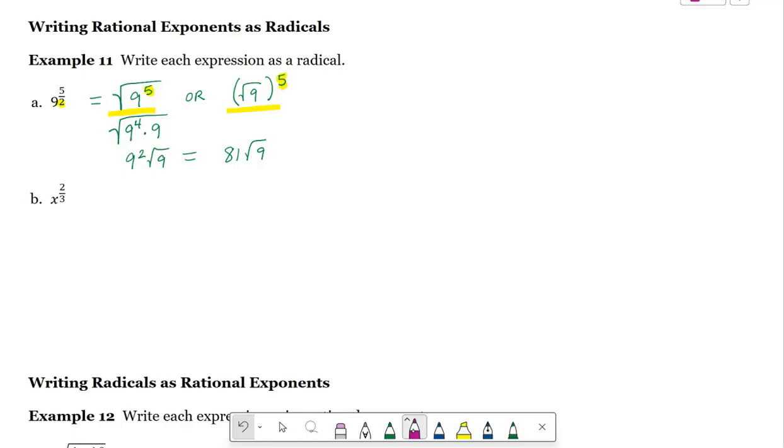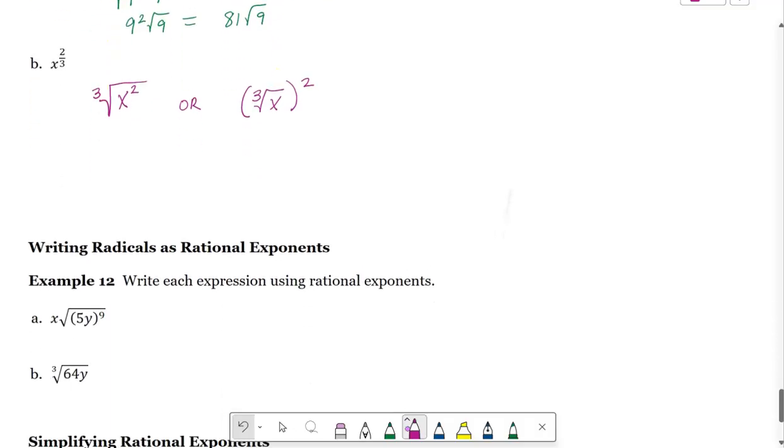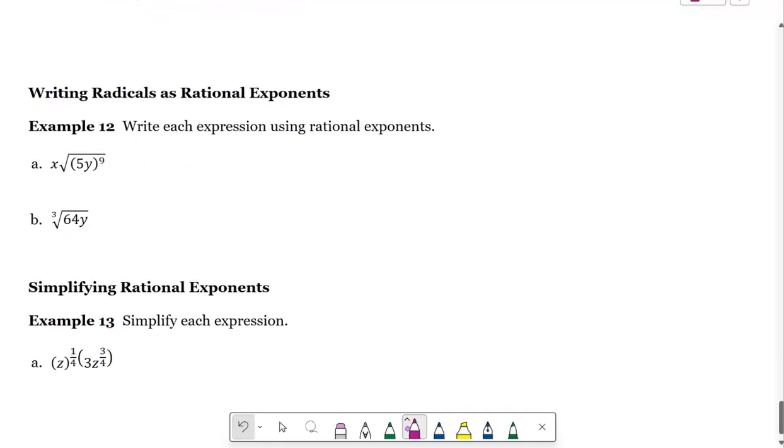Moving on to example B, I can either write this as x squared and then the cube root. The exponent comes from the 2 and the index comes from the 3. Or the cube root of x and then that whole thing squared. So this is how to take things that have rational exponents and rewrite them as radicals. Let's go the opposite way now for number 12.